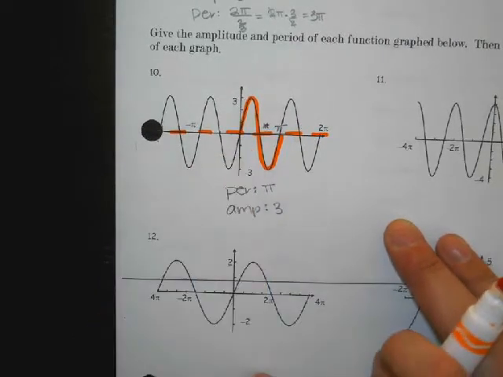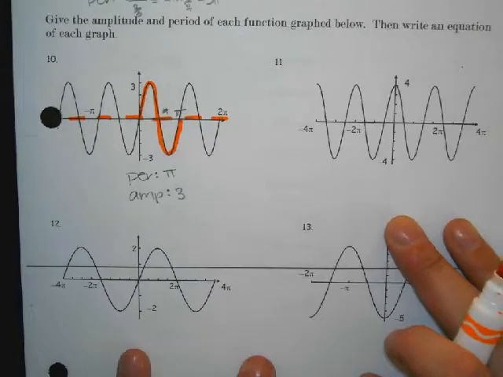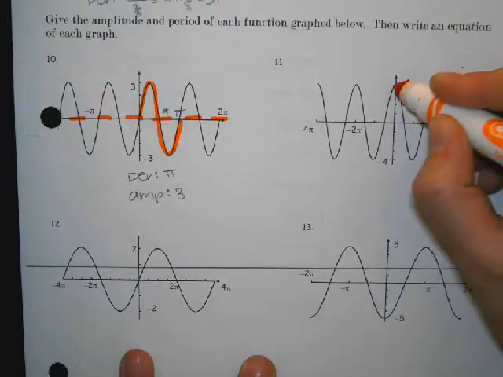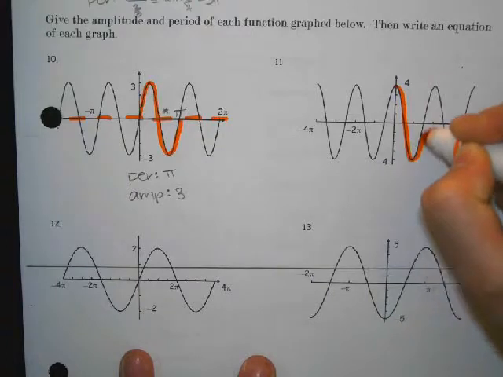All right, for number 11. This one starts at the top. So I'm going to trace it down and trace it to where it goes back to the top.